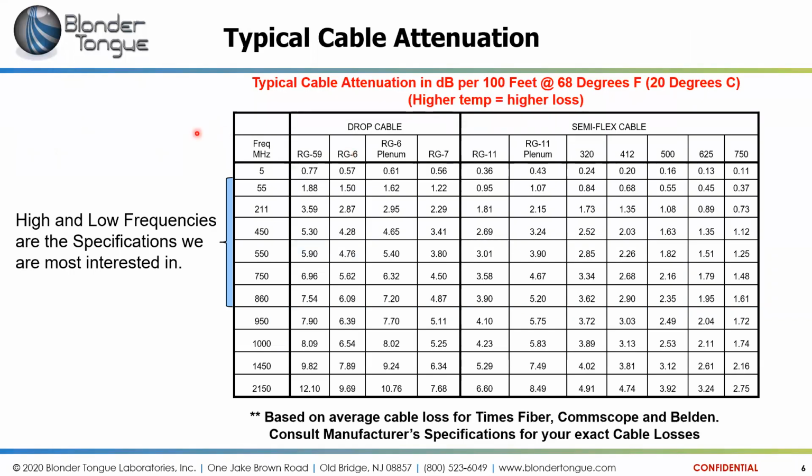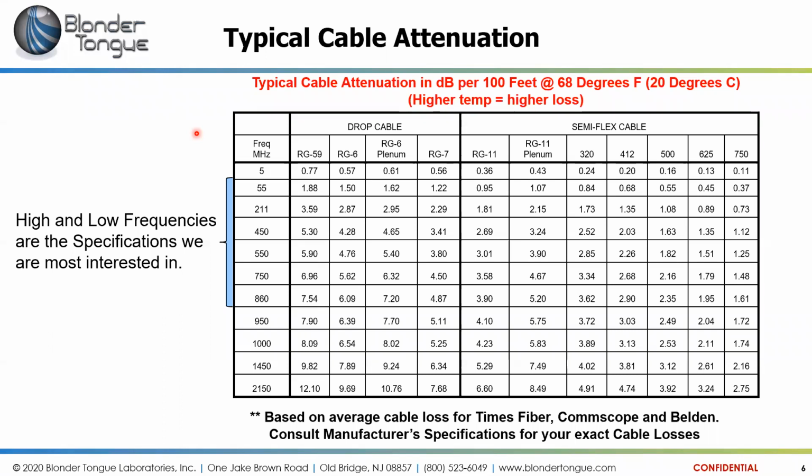Then comes the cable itself, the coaxial cable. This chart here has been around for years, as long as I've been at Blonder Tongue, over 25 years. So this is a typical cable attenuation chart. This is based on an average of cable loss specifications from what we consider the top 3 cable manufacturers in the US: Times Fiber, CommScope, and Belden cables. There are other appropriate quality cables out there, but these are just based on these 3 manufacturers.